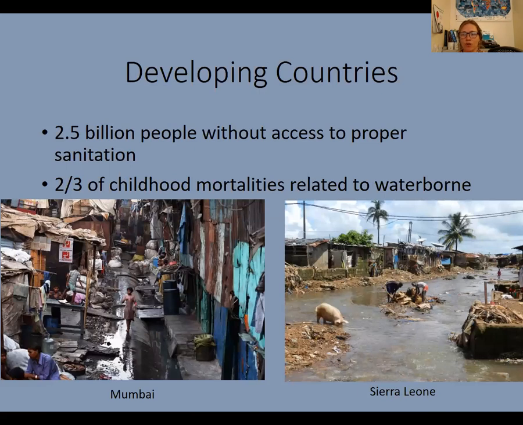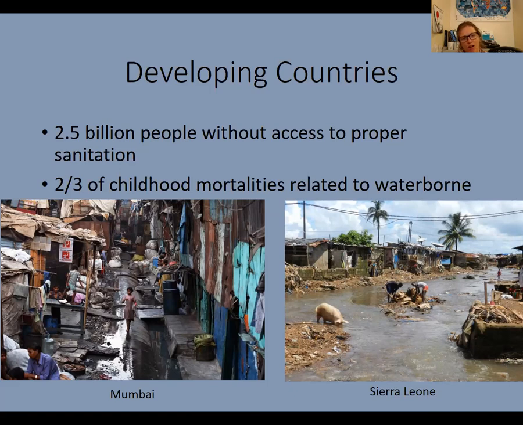Okay, so as much of an issue as we have with treating our water here, developing countries struggle even more with this, as we've discussed before in the context of human population. About 2.5 billion of the 7.5 or so billion people that we have on the planet don't have access to the proper amount of water just for basic sanitation, for clean water, uses for drinking, for cleaning, for cooking. And about two-thirds of global childhood mortality is related to different kinds of waterborne diseases.